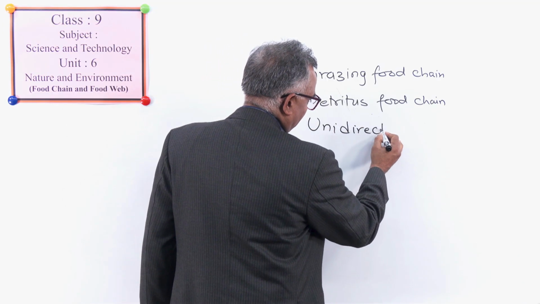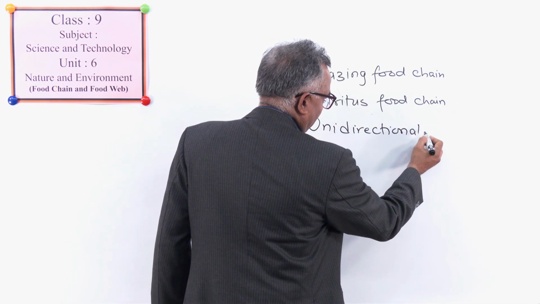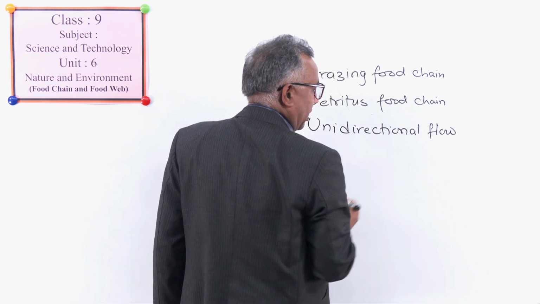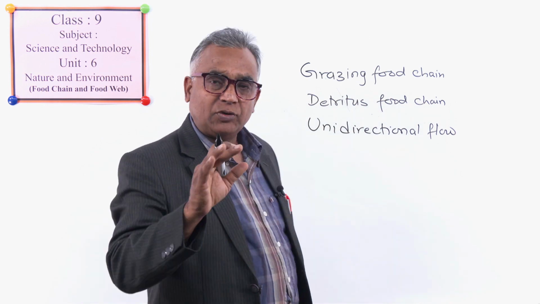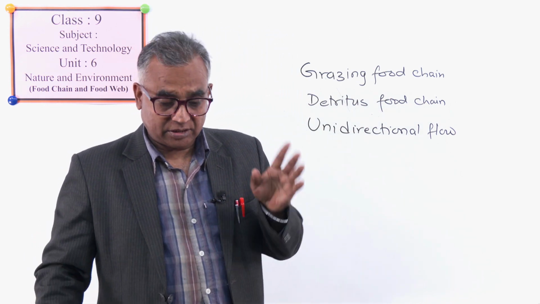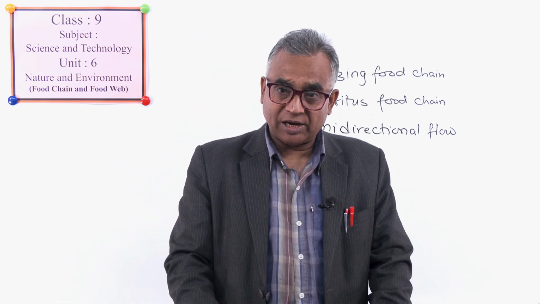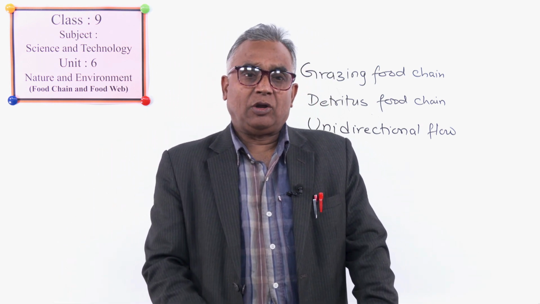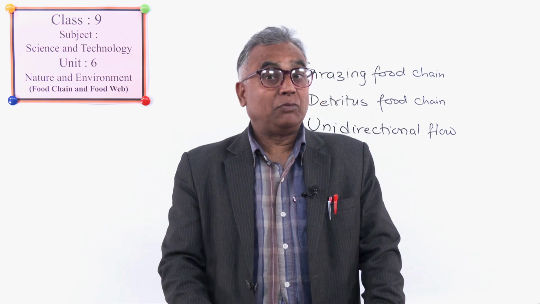Unidirectional flow of food and energy. That means food and energy flow in a single direction, not in many directions. For that also I will give you an example. But at first you have to understand the food chain well.